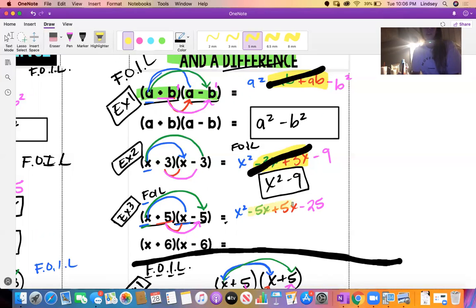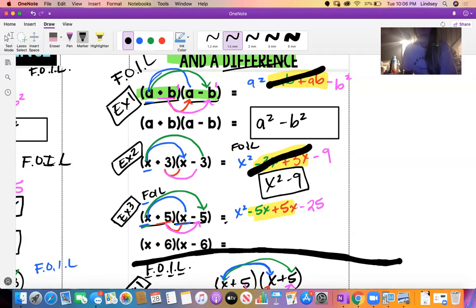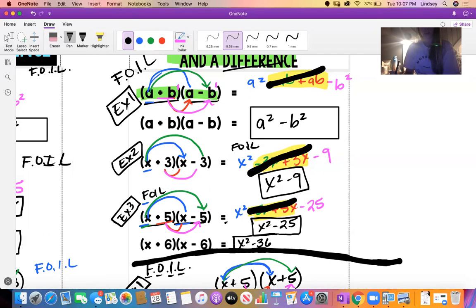I have to combine my like terms. -5x plus +5x is going to be, they're going to cancel out. And all I will be left with is x squared minus 25. All right, now if you worked out this other one, you should have gotten x squared minus 36. Okay. So if you want to work that out and see if that's what you get, go for it.